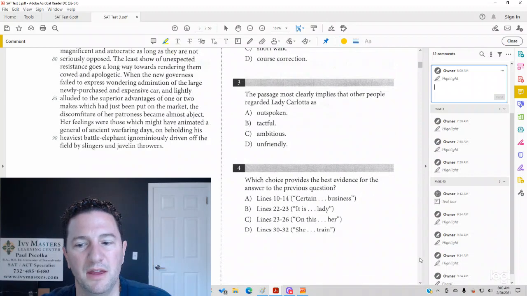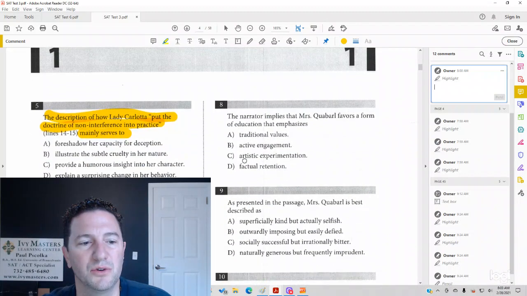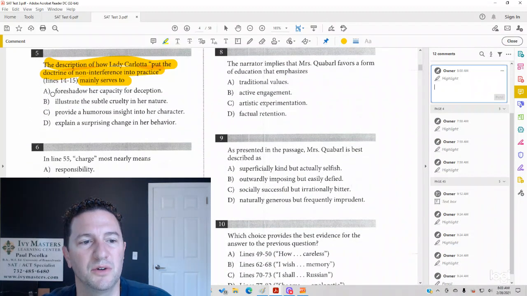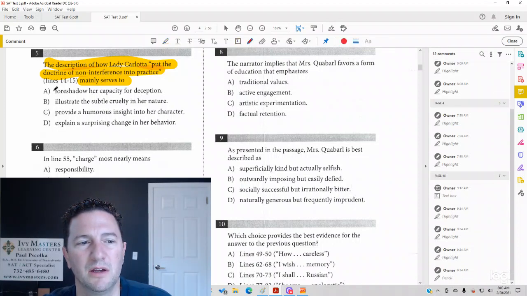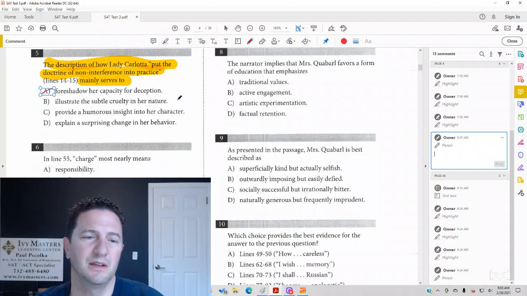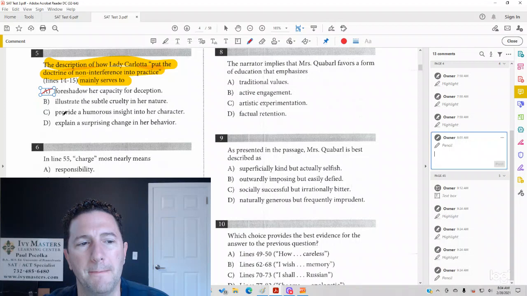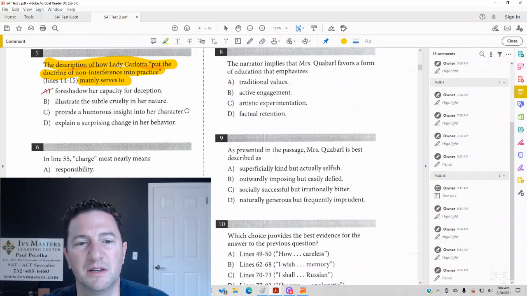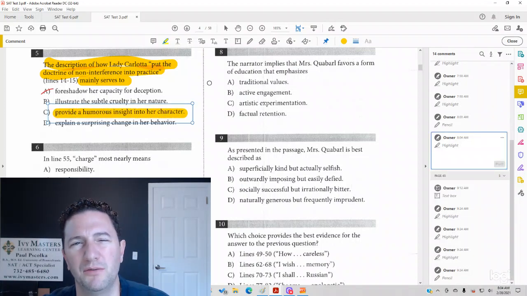So, now that you have an understanding, we're just going to go right through the answer choices. Answer choice A, foreshadow her capacity for deception. Well, she wasn't deceiving or tricking or fooling anyone. B, illustrate her subtle cruelty in her nature. I mean, maybe you keep that one there. Answer choice C, provide a humorous insight into her character. So it does seem like throughout the passage, and you get it later too, Lady Carlotta is a bit of a wise ass, for lack of a better word.